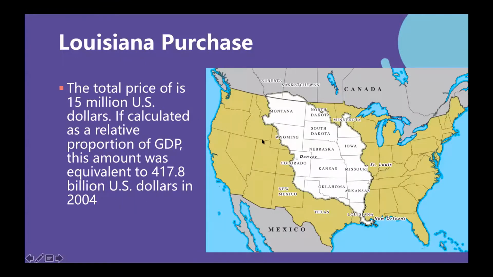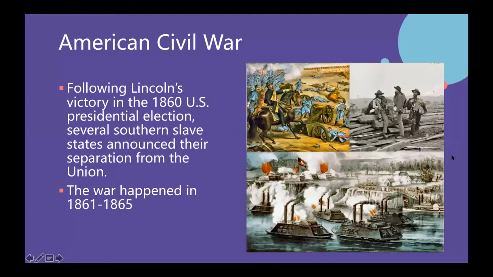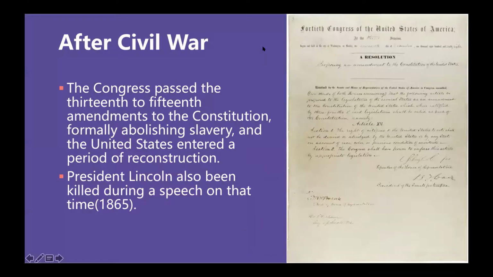So as you can see, now the Civil War starts to begin from here, and this is the picture of what was happening in the Civil War. The war happened from 1861 to 1865, which is mainly five years. After the Civil War, Congress passed the 13th to 15th amendments to the Constitution, formally abolishing slavery. That means no slaves anymore, and the United States entered a period of Reconstruction. So this is the amendment that they signed, and after they signed this document, there was no more slavery.